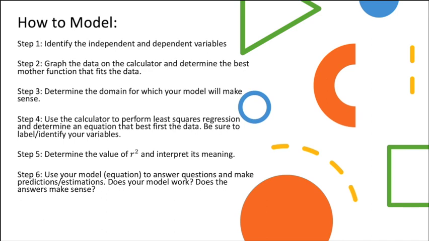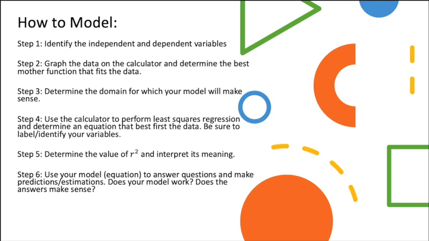Then once you figure out what kind of function you want to use, then step 3, you're going to determine the domain for your model that will make the most sense. And then step 4, you're going to use the calculator to perform least squares regression and determine the equation that best fits the data. If you were doing it by hand, it would be long and messy. But in step 4, I'm going to show you how to do this on the calculator to save you some time. And then make sure when you write down your equation, you label and identify your variables. Step 5, we're going to determine the value of r squared and interpret its meaning.